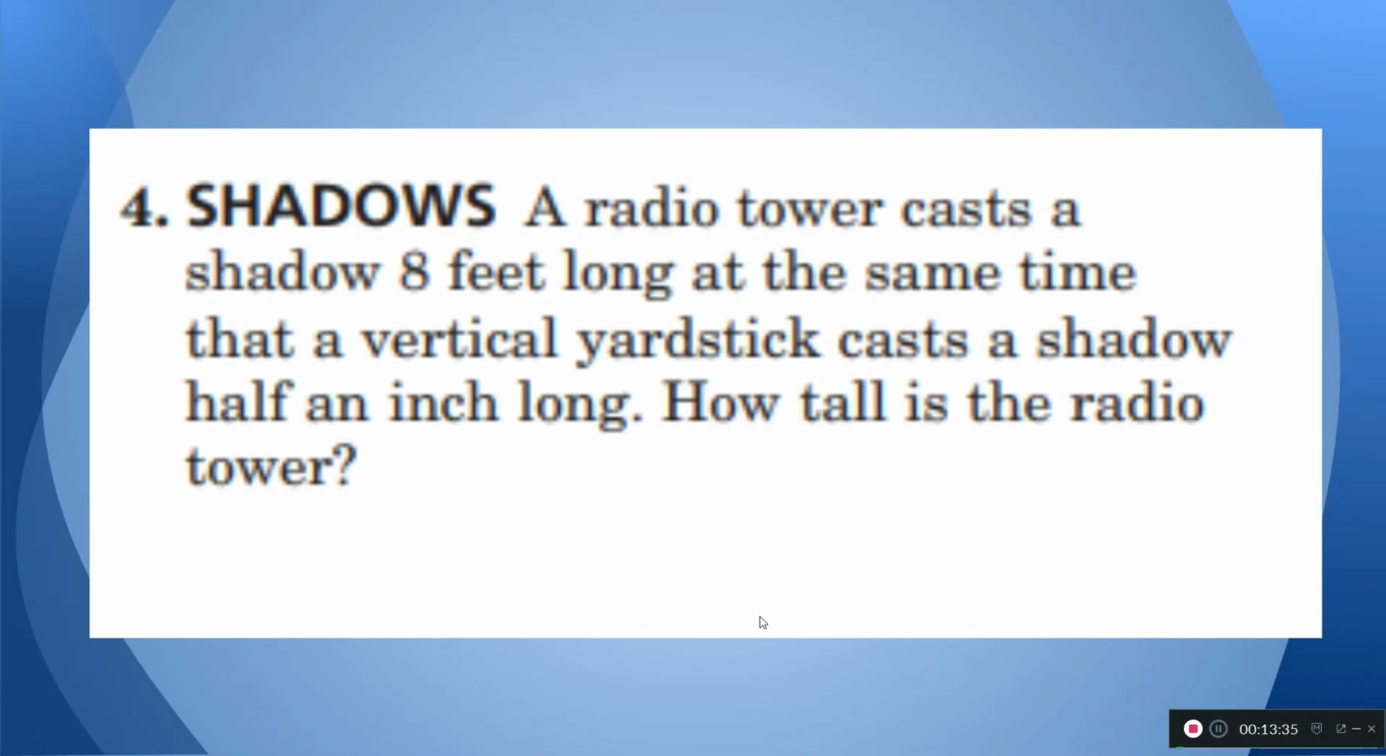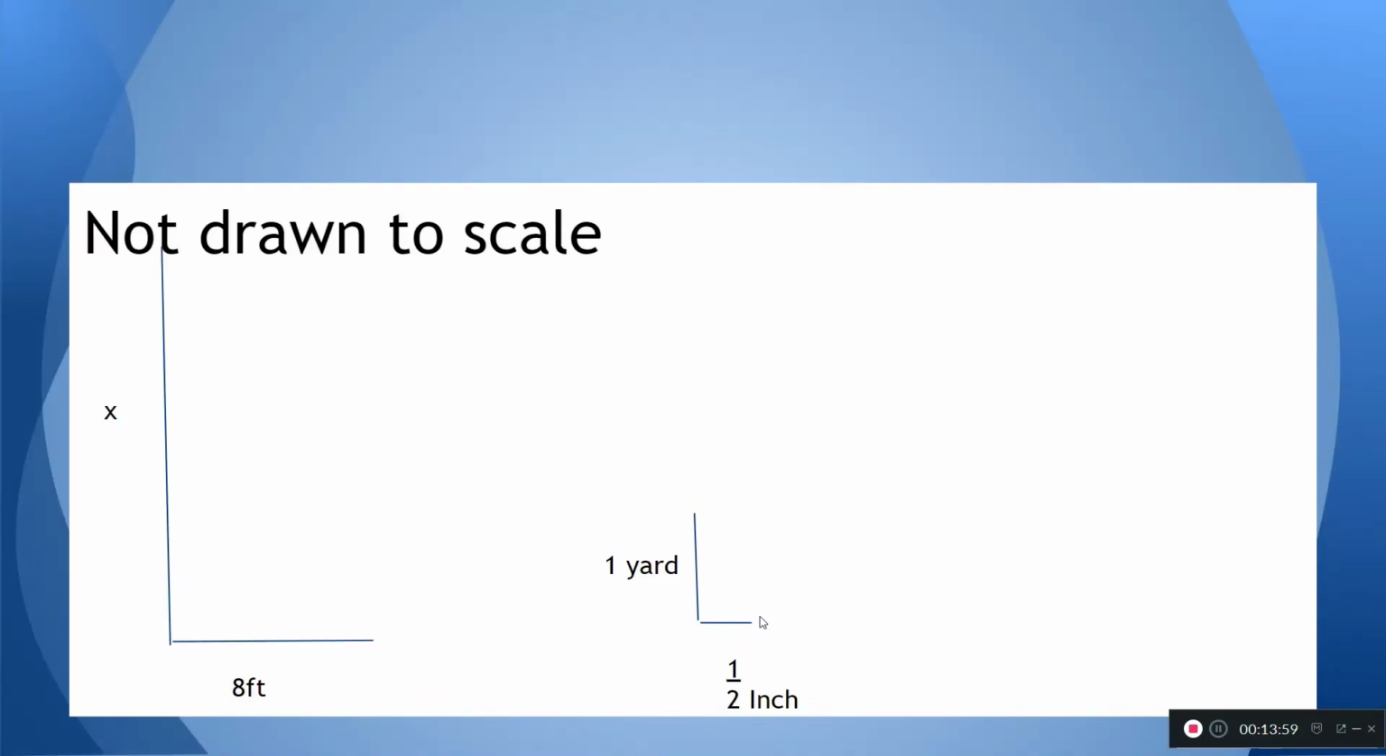Next word problem. A radio tower casts a shadow 8 feet long at the same time that a vertical yardstick casts a shadow ½ an inch long. How tall is the radio tower? Okay, again, if you want to pause and work on the problem on your own, please do so now. All right, so I've drawn in here the information that we're given.